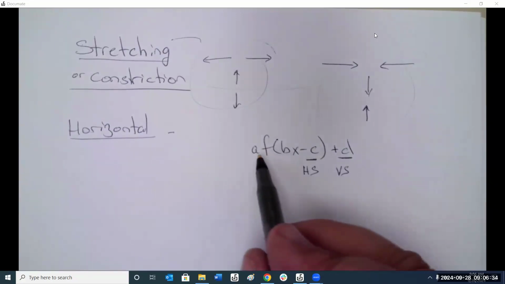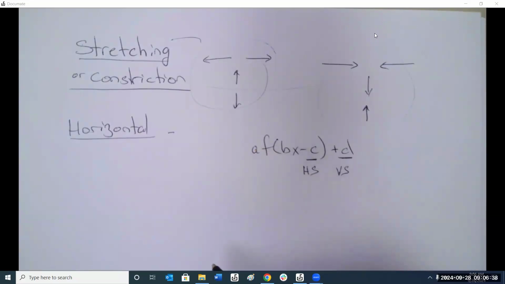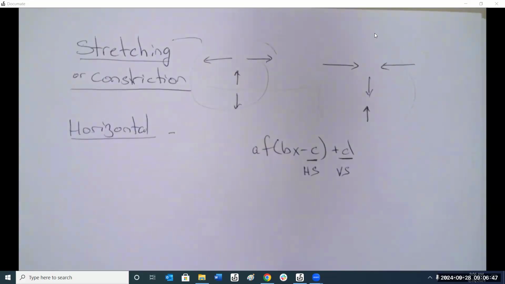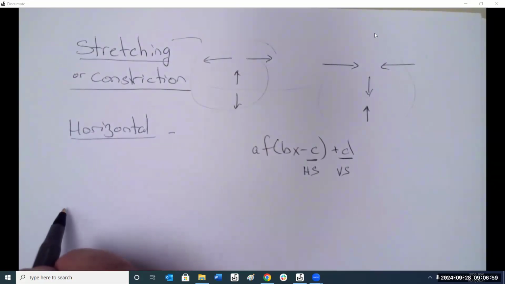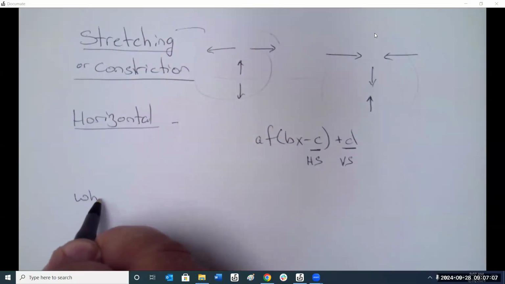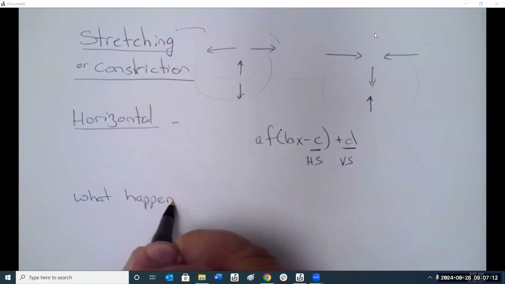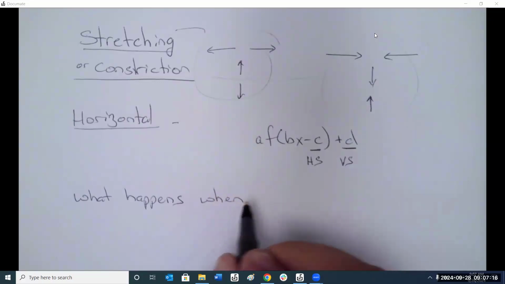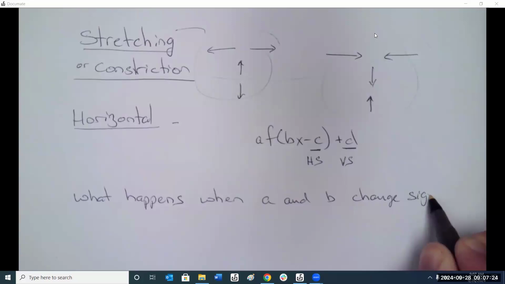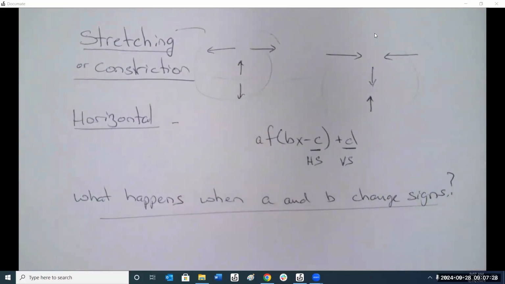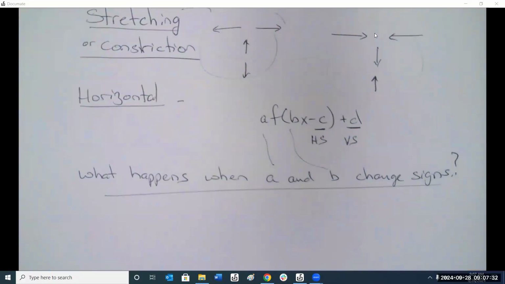Ooh, hold it. I should have done reflections with A and B also. Okay, before we start in these, what if A and B are just signs? Right now, they're what? They're positive. What happens if they become negative? What happens when A and B change signs?